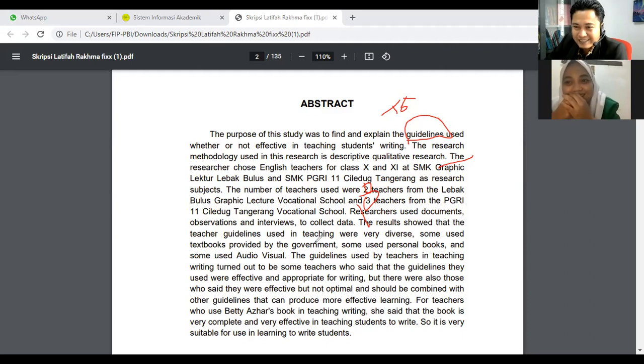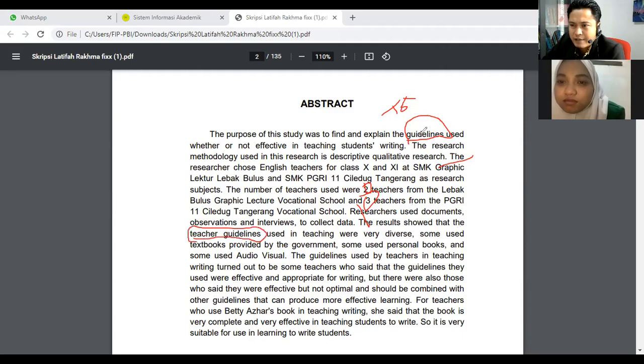Okay, I don't really worry about that one, but my suggestion for you, if you want to make the gender balanced, will be equal, so you're going to make it like my suggestions. And then the researcher uses document observation and interview to collect the data so that the teachers got mine. Okay, you are mentioning here, so which one is the correct term?